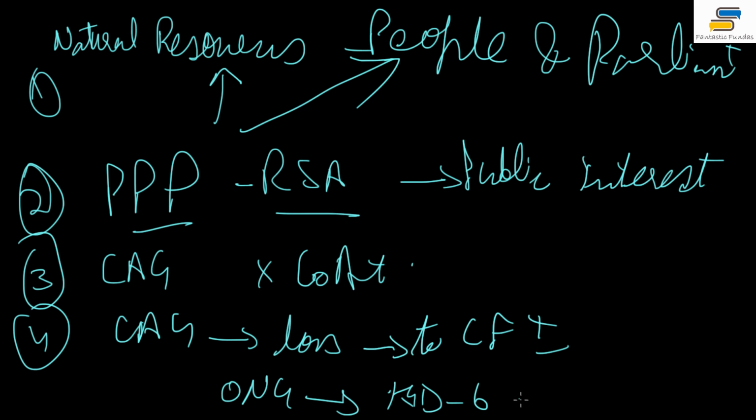Okay, KG-D6 basin. Even here, there was some fraud by the private sector. Then aviation is there. In 2005, there was a public-private partnership program for Delhi Airport, and CAG found that this project was given at throwaway prices to GMR. CAG said there is a loss of approximately 1.6 lakh crores in this.